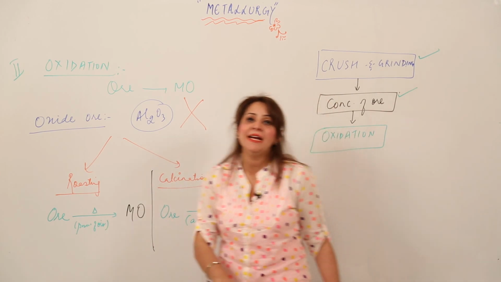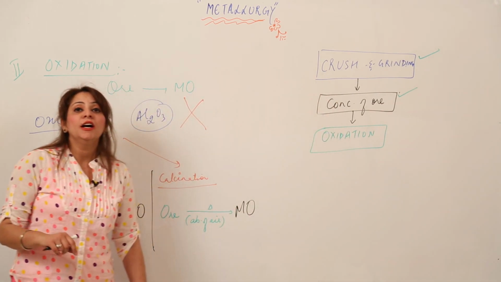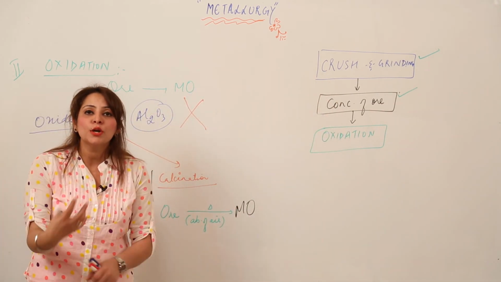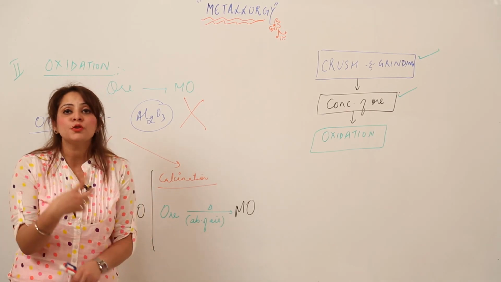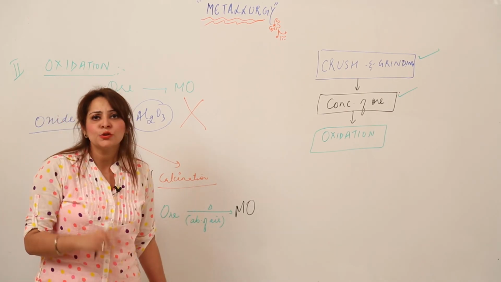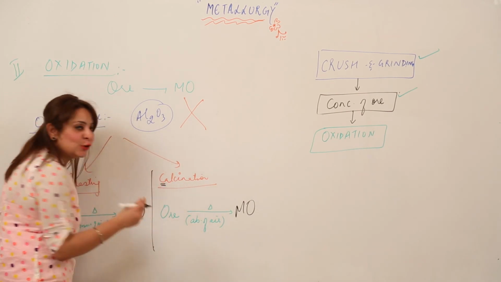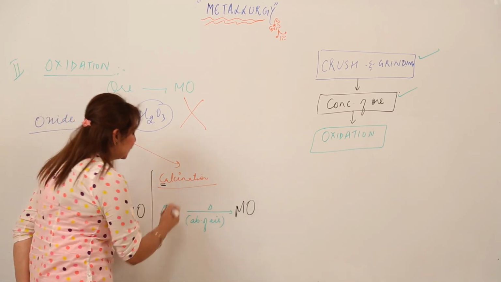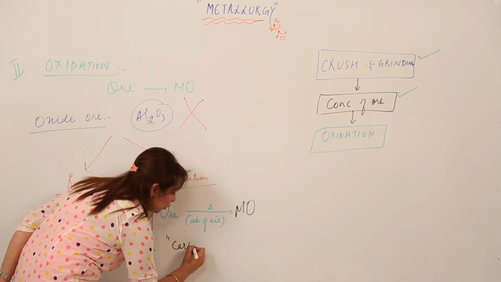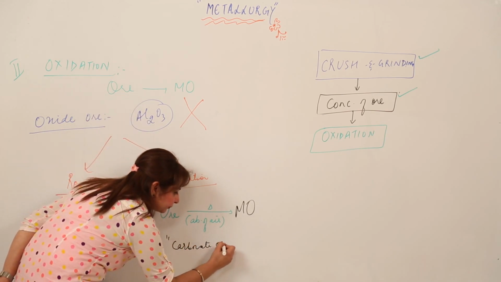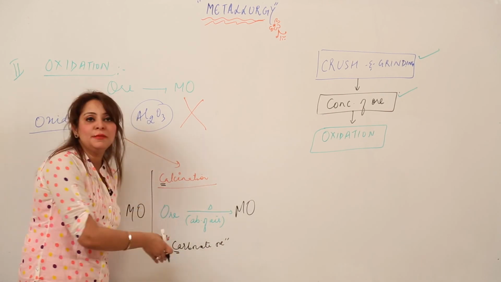One more difference between roasting and calcination: you must be thinking, for which ores will we be doing roasting and for which ores will we be doing calcination? It is so simple to learn. See, calcination starts with C, so just make an idea that it is used for carbonate ores, C and C. You can correlate them, right?